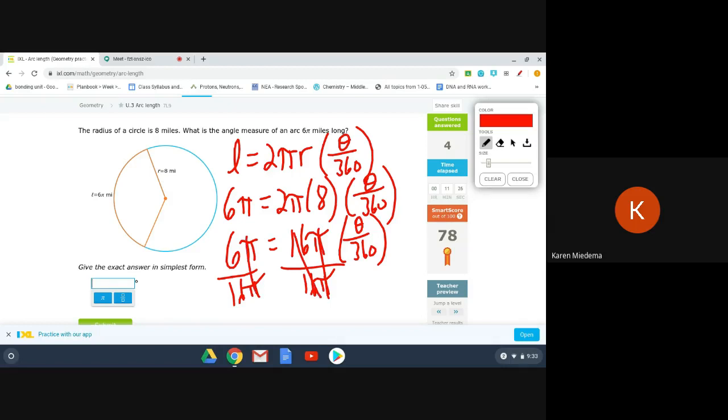Pi's cancel out over here. 6 over 16 can be simplified to 3/8. Theta over 360. And cross multiply. 3 times 360, it's 1,080 divided by 8. 1,080 divided by 8 is 135. It's 135 degrees.